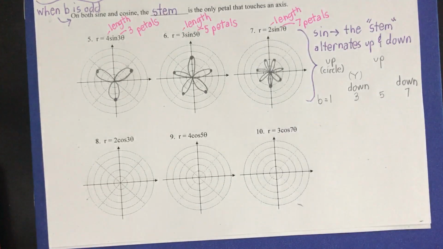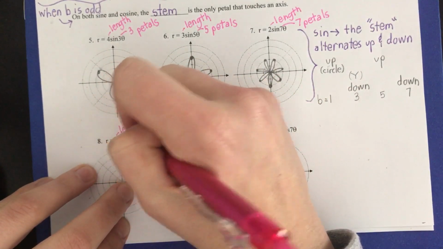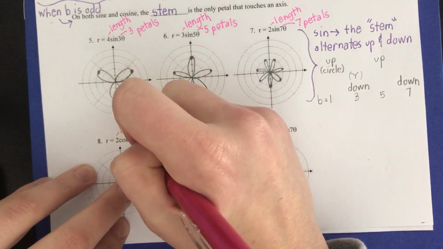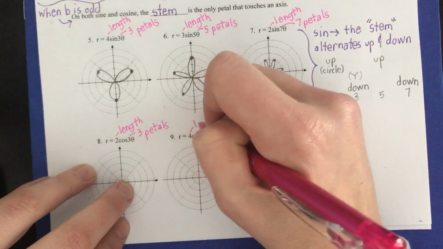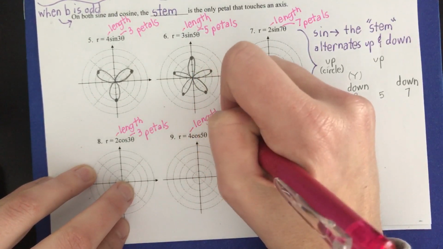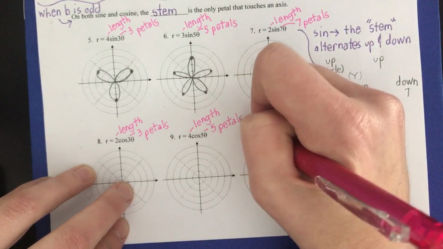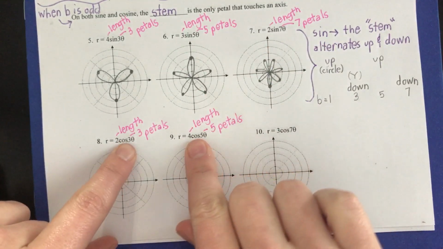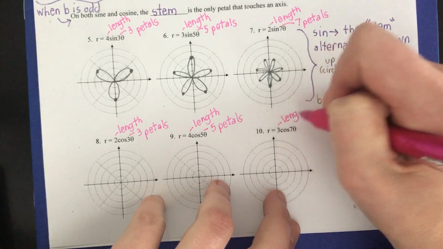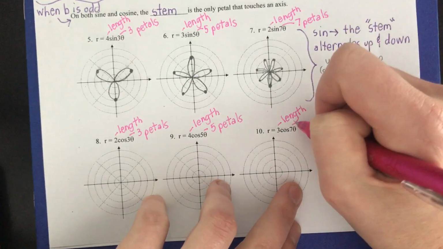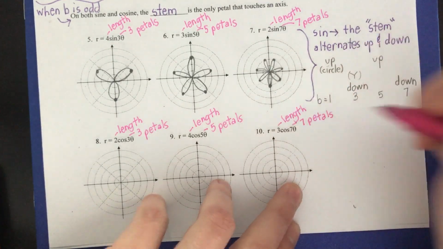Okay, so now we're going to look at your cosine graph. So again, this is going to be our length. We're going to say 3 petals here. This is our petal length. We're going to say 5 petals here. Remember, the reason we have that amount of petals is the B value, because the B values are odd. So length and then 7 petals.